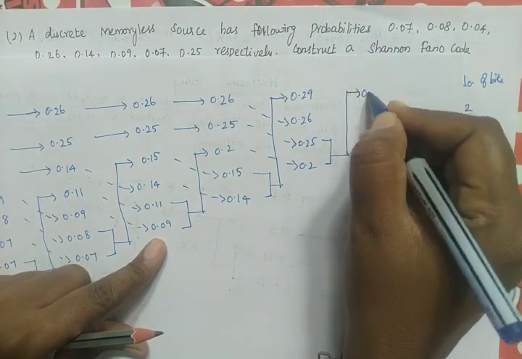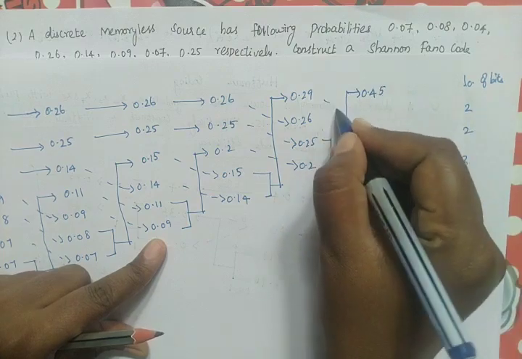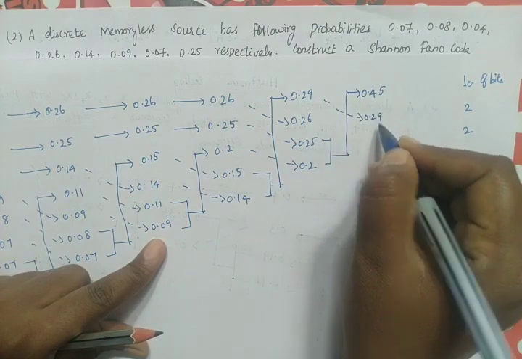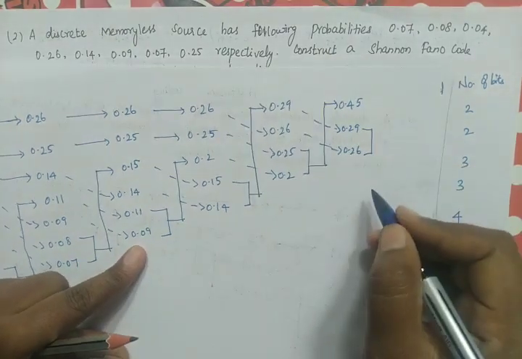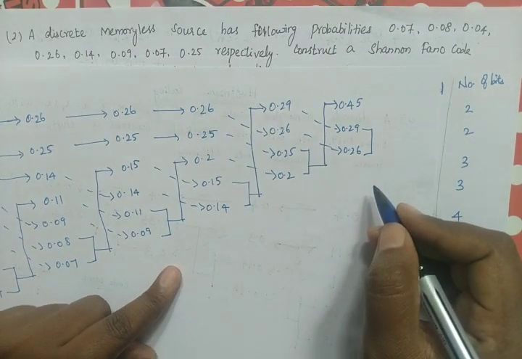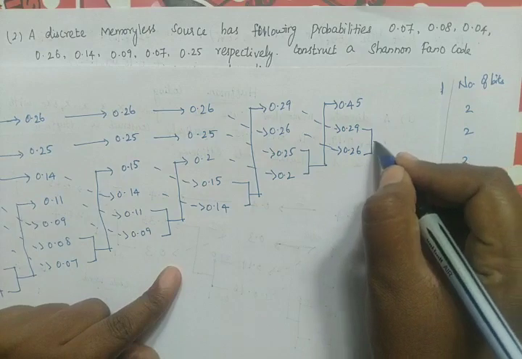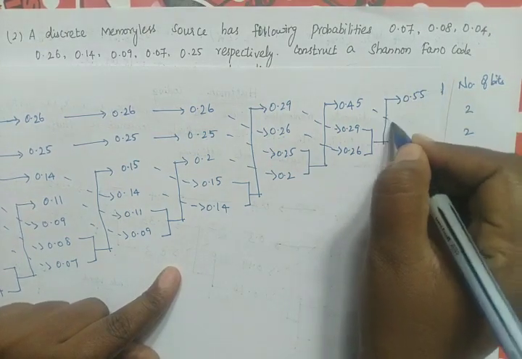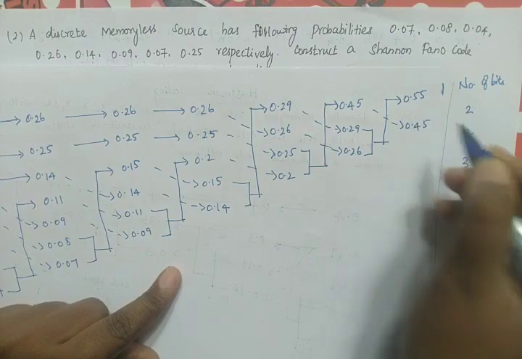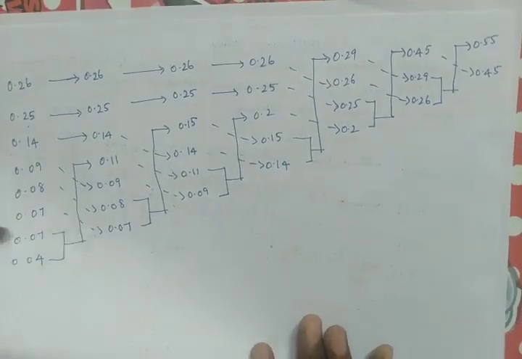So take this 0.45. Now here we have 0.29. Here we have 0.26. Now add 0.29 plus 0.26. So this will be 0.55. So here we have 0.55. So here we have 0.45. That's it. We should not do anything now.